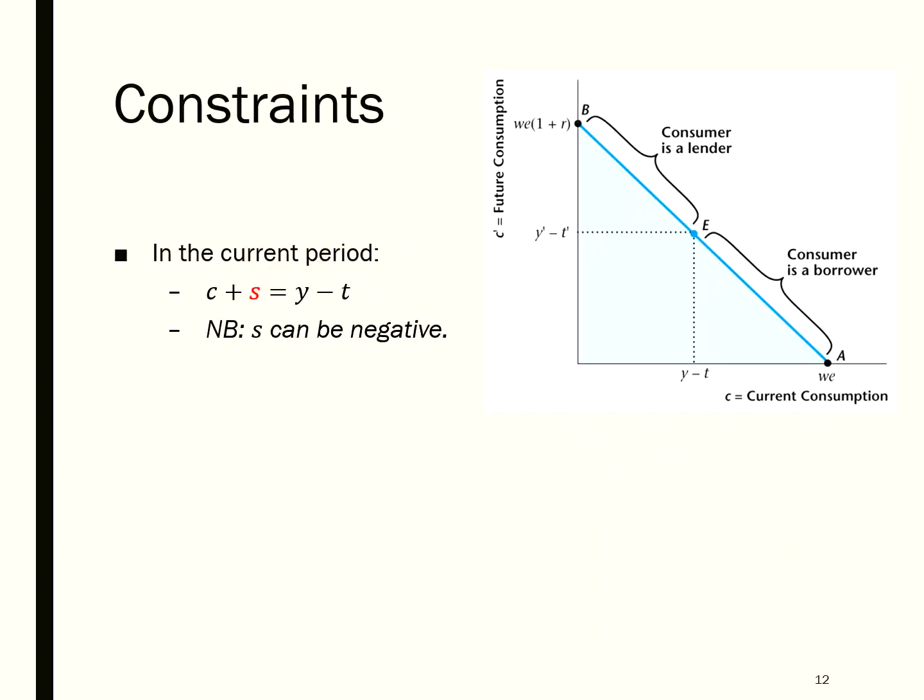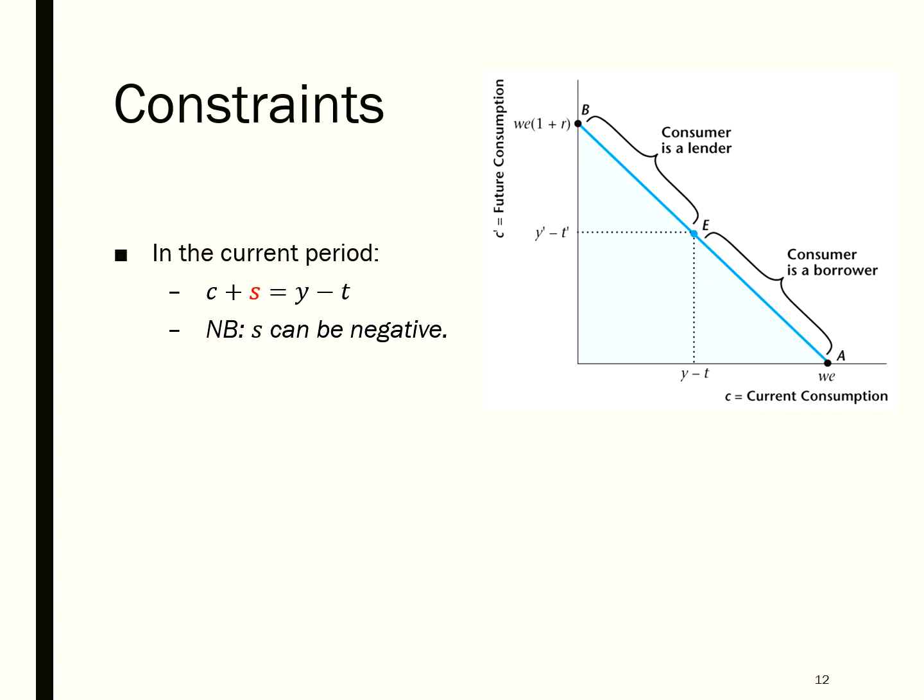There is no labor decision, so there is no time constraint. But there are two periods, so there are two budget constraints. In the current period, the total outflow must be equal to the total income. Therefore, consumption C plus savings S must be equal to the after-tax income, Y minus T. Note that savings S can be negative, which means borrowing.